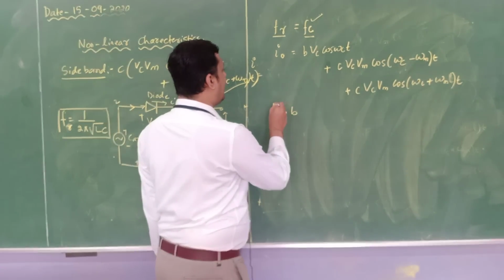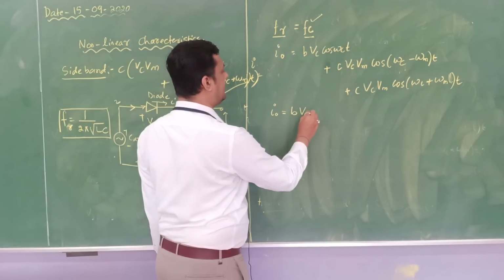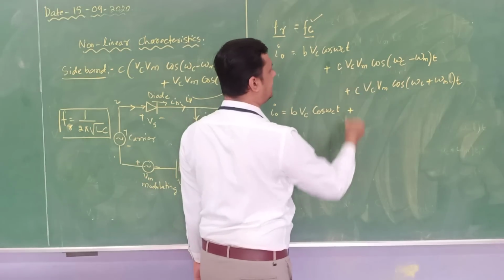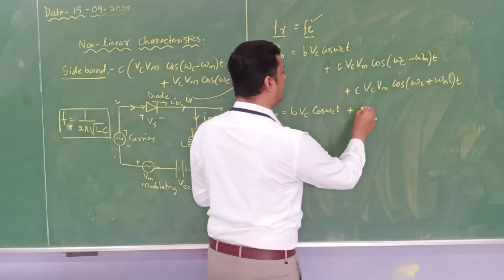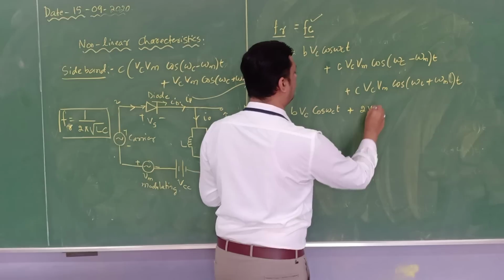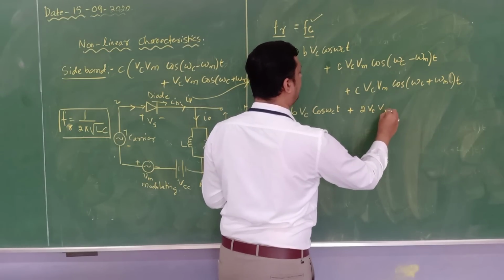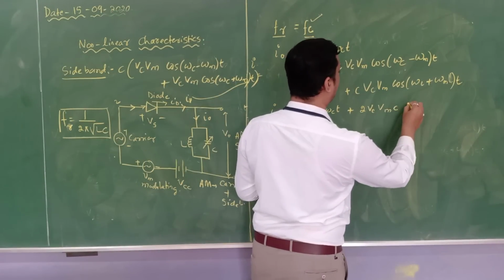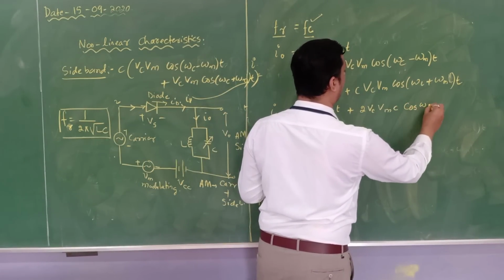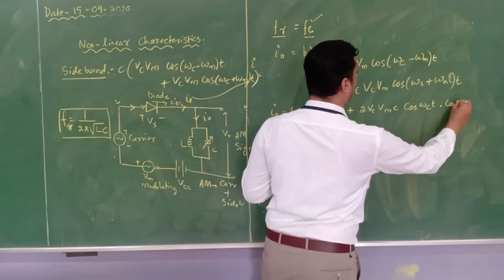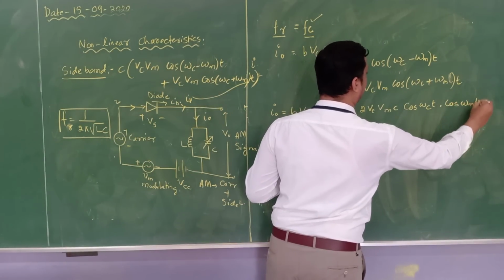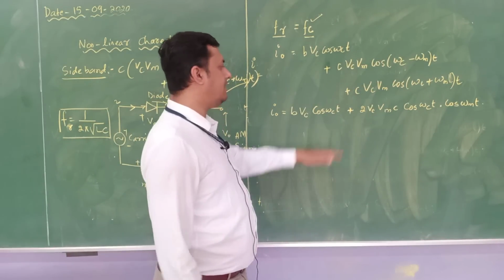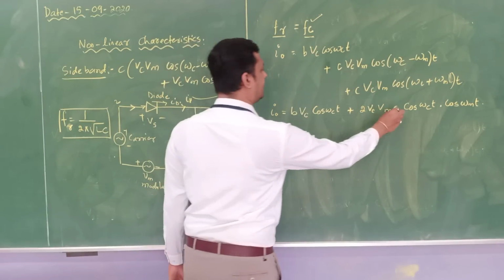So first, the output is equal to VC cos omega Ct. This I can again write as twice of C Vm, here I will write cos of omega Ct into cos of omega mt. Like this I can write, because this is cos A cos B. Add these two components, multiply 2 to it, and C is a constant factor.